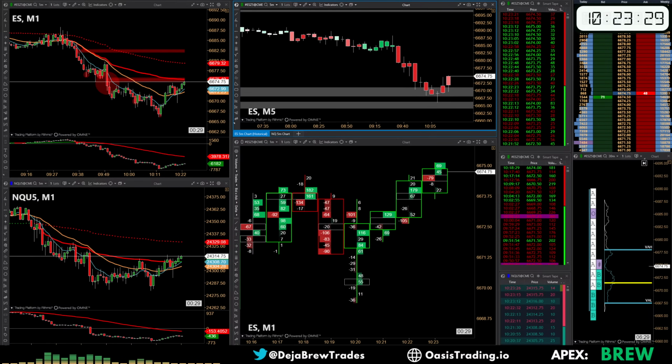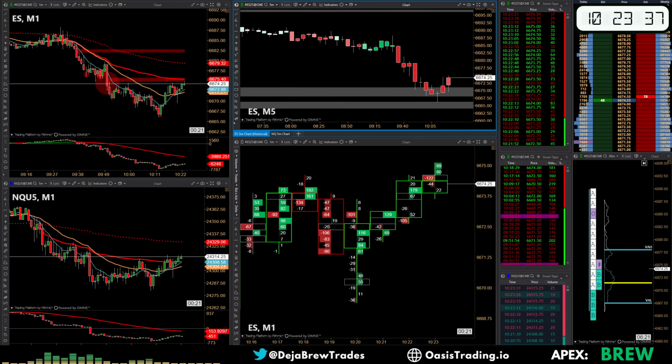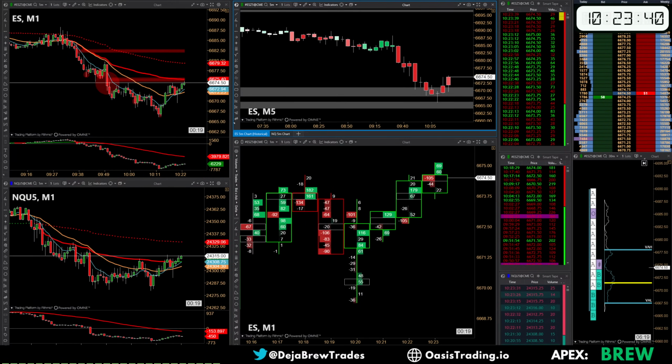Here comes VWAP. VWAP at 675. This is the weaker VWAP. So if we go for a bear flag in a VWAP, it might go to that session VWAP, 679. So we'll see.